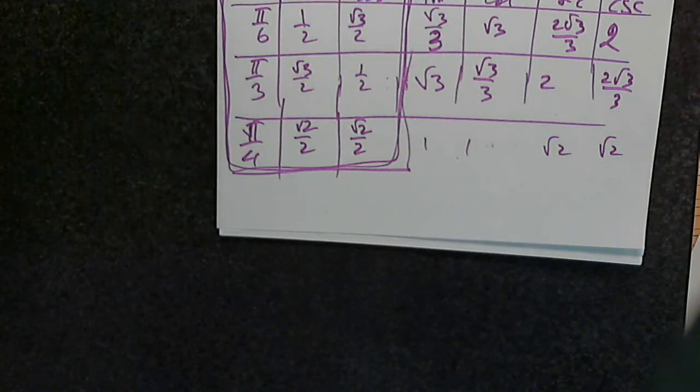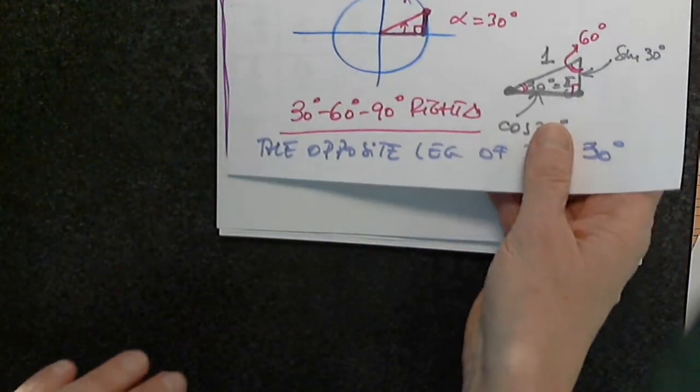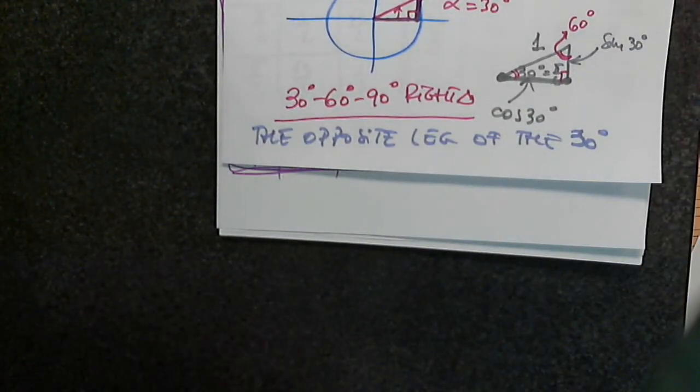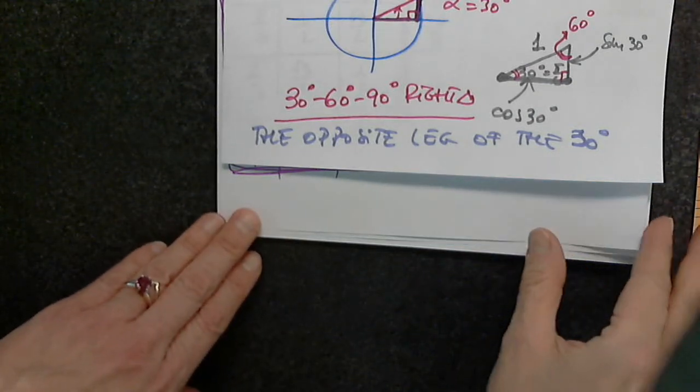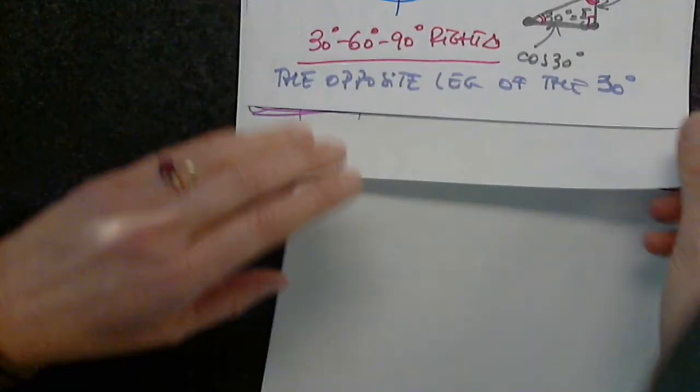Can you go back to the 30, 60, 90 triangle? Yes. To the triangle? Yes. I was going to do just that anyway, because I want to talk about one more thing before we look in the book.